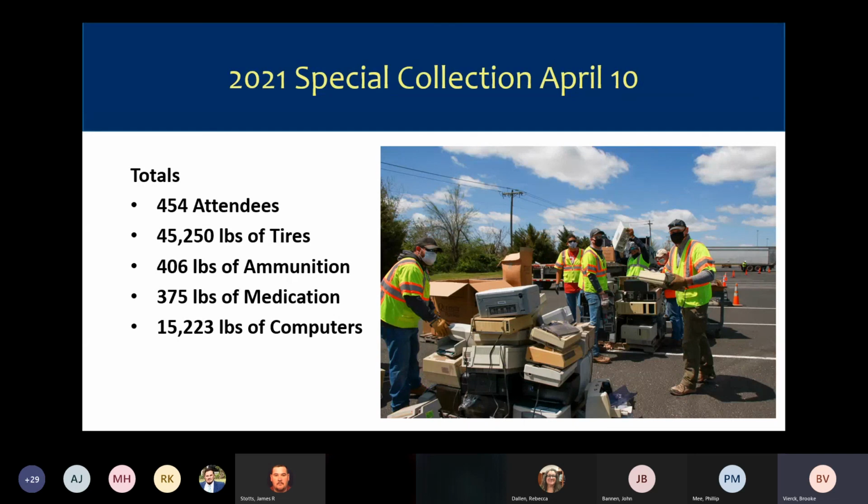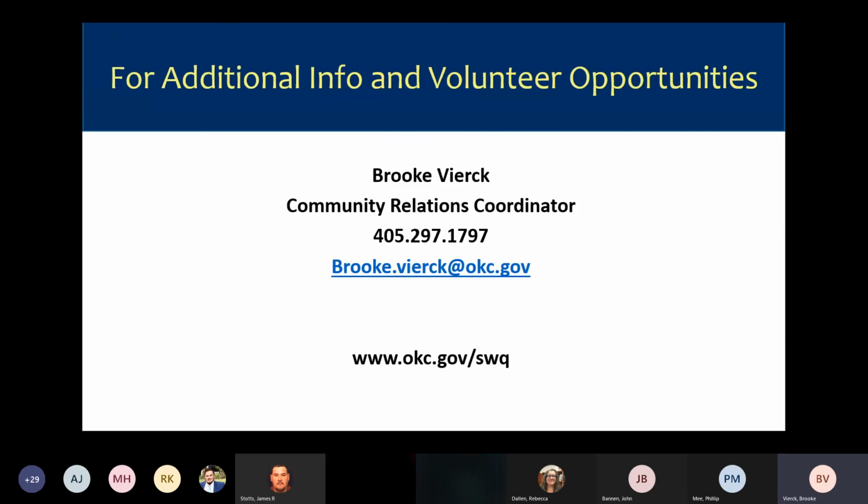And then in case you missed the last one, these are our totals for our spring special collection. It was on April 10th. So we had about 450 residents come through, 45,000 pounds of tires, 406 pounds of ammunition, 375 pounds of medication, and over 15,000 pounds of computers. So you can see the picture, the guys on the right, they were collecting all of our computer equipment for our stormwater team. And that is all I have for you guys today.